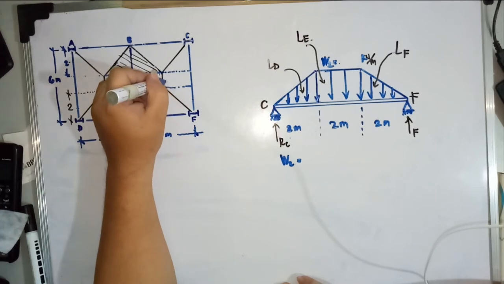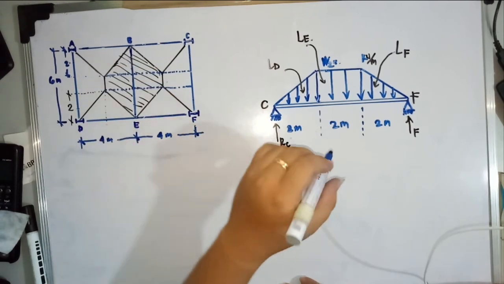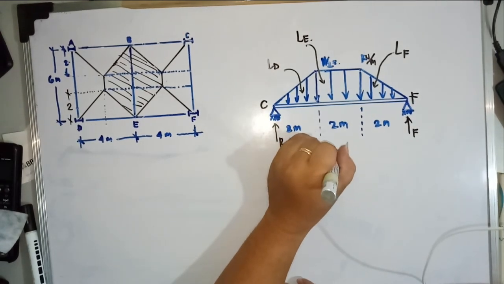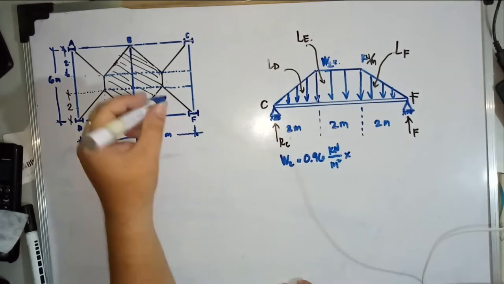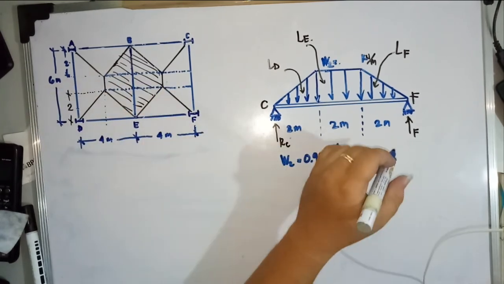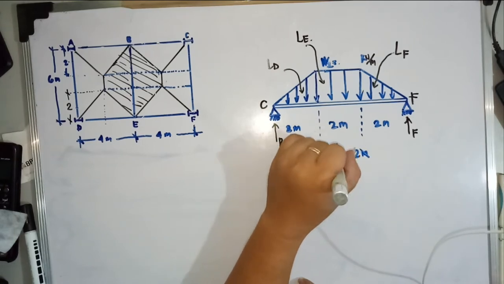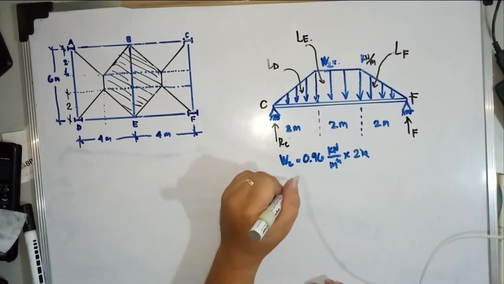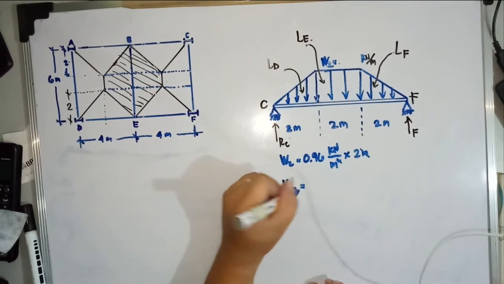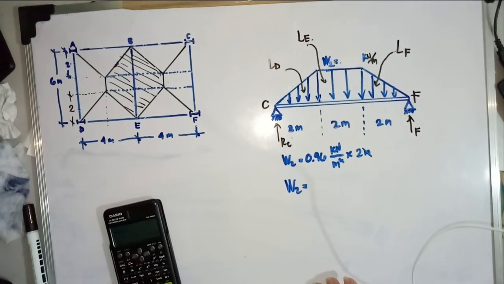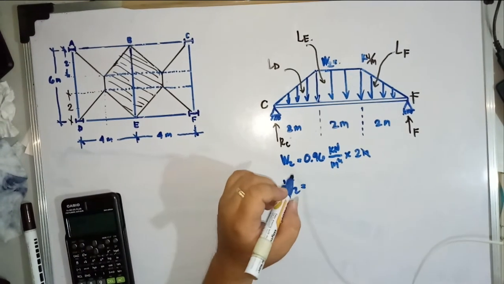So, W sub 2 is just equal to the 0.96 kPa or kN per square meter times kaninga length, which is equal to 2 meters. Cancel ang meter, ang usa na nilinabilin. So, W2 is equals to 0.96 times 2, 1.92.